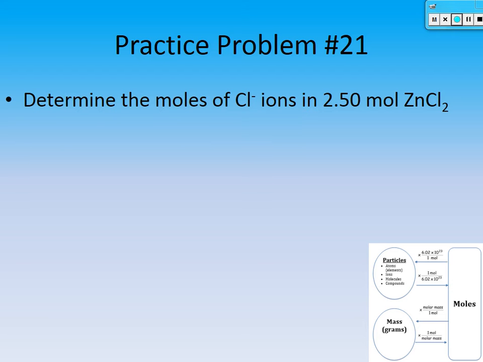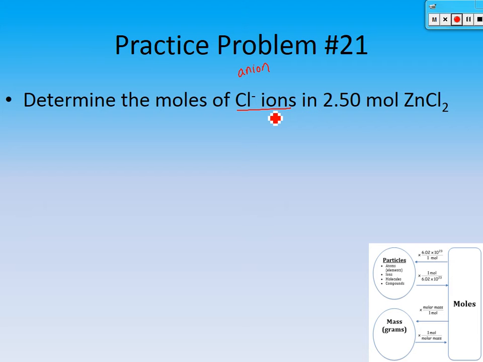It says determine the moles of chlorine ions, so Cl minus ions. Just as a review, if it's Cl minus, what kind of an ion is it? A cation or an anion? This is an anion. Remember, cations are positive, so this is a negative, so this is an anion. Anyway, that's just a review. Determine the number of moles of chlorine ions in 2.5 moles of zinc chloride.